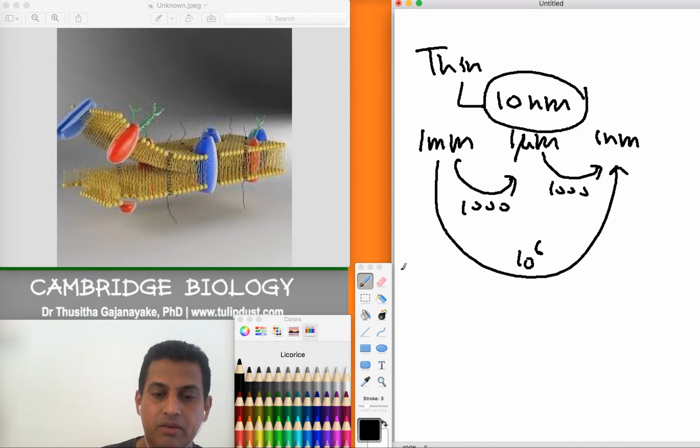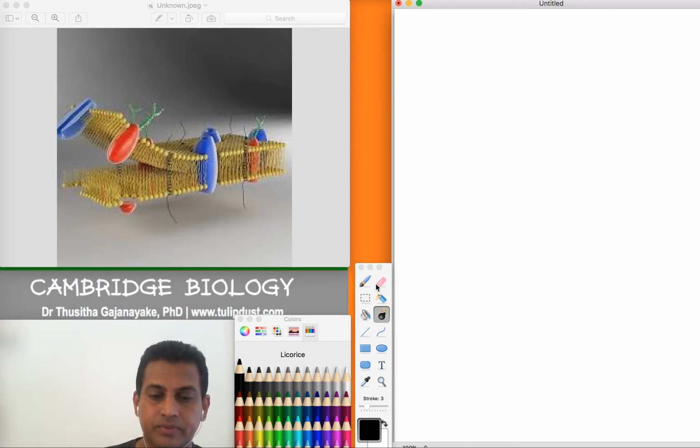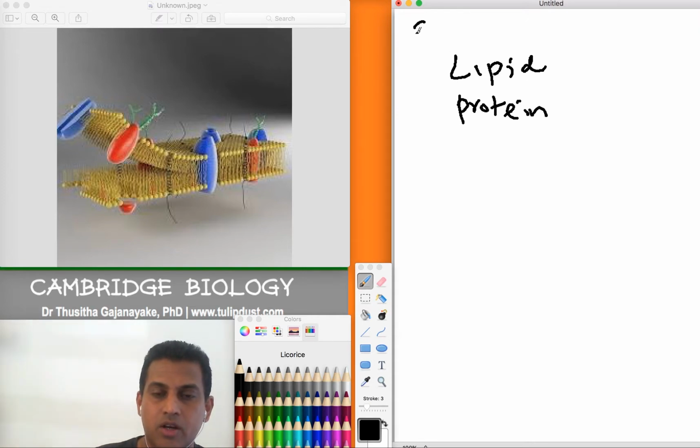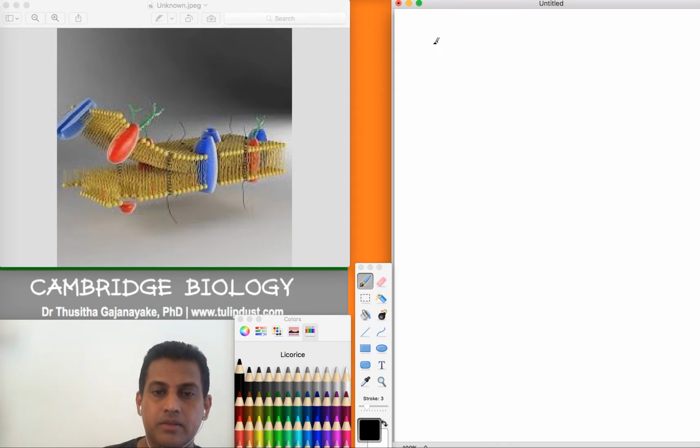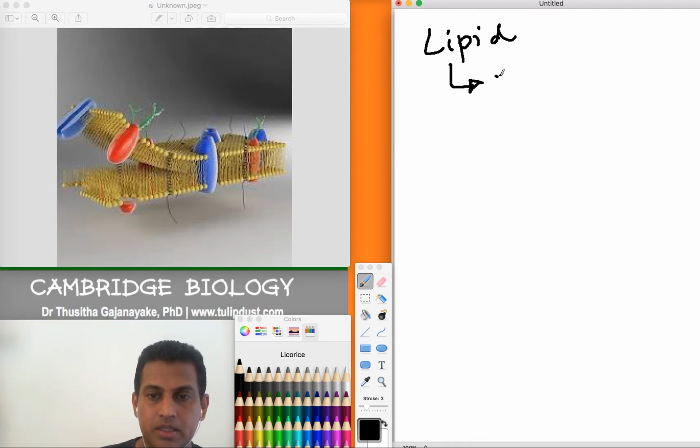This structure is made up of two things. One is basically lipid and the other one is protein. That's the composition of the cell membrane: lipid and proteins. First we're going to look at lipid. The most abundant lipid is triglyceride.